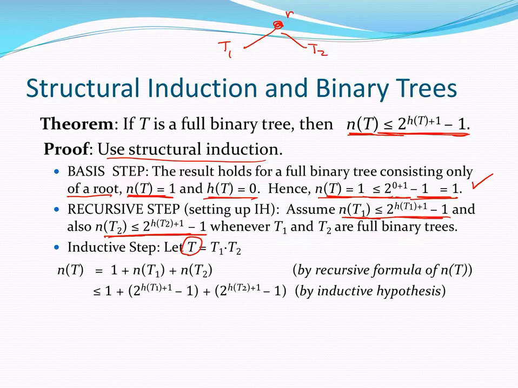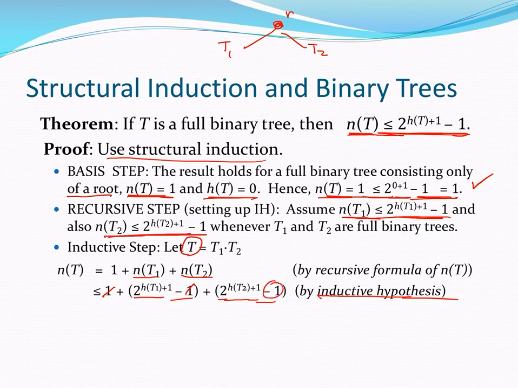But we can apply the inductive hypothesis to these values here. So that's going to be, N(T) is going to be less than or equal to 1 plus 2 raised to the height of T1 plus 1, minus 1, plus 2 raised to the height of T2 plus 1, all minus 1. That's again by the inductive hypothesis, since T1 and T2 were already in my set. Okay, this 1 will cancel that one, leaving me with minus 1 to keep track of.